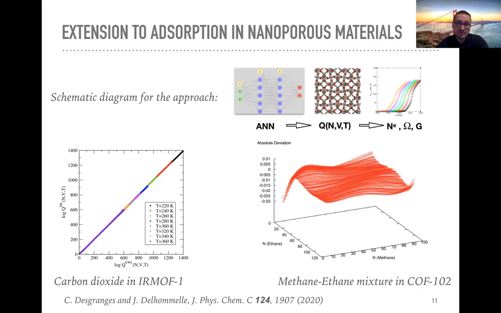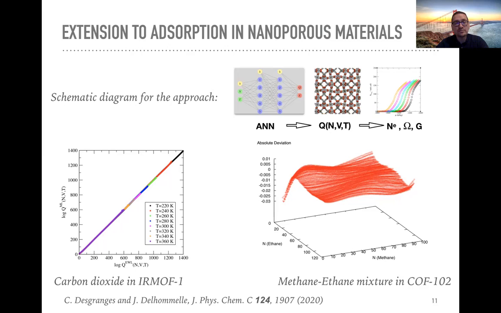So we can essentially follow the schematic diagram that we have at the top here. We start with some data sets generated by simulations. We train a neural network on the basis of this data set that allows us to predict the partition function of the adsorbed fluid, and in turn, the excess properties, for instance, here on the right, of adsorption of these fluids.